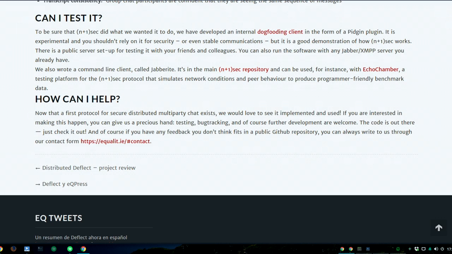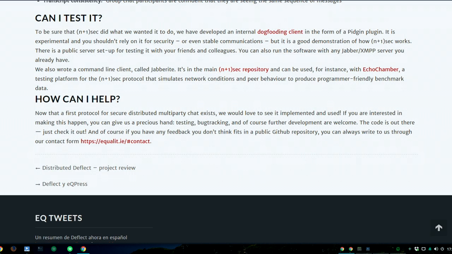Now, what I'm intrigued in and what I want to see is something like this added to a whole lot of clients. Like all the IRC clients out there, I want this in. All the messaging clients, put it in. Add it to all the server software.